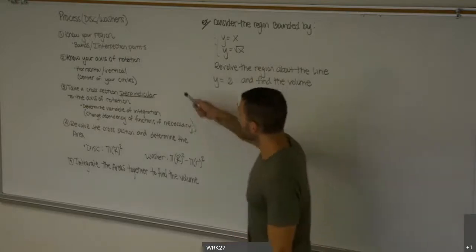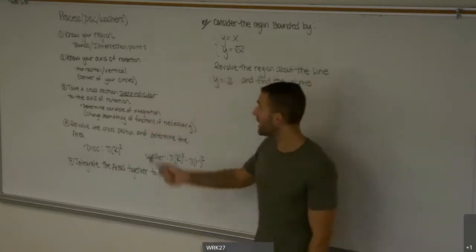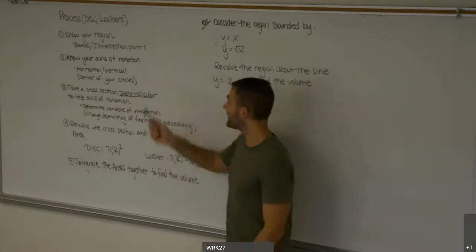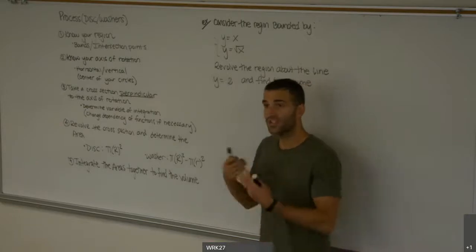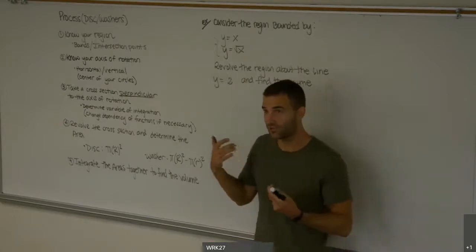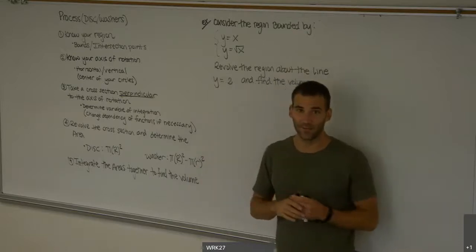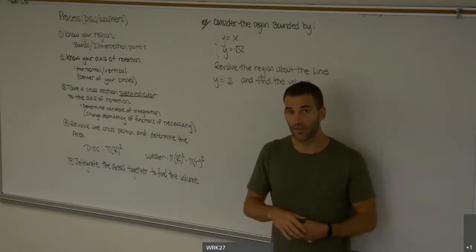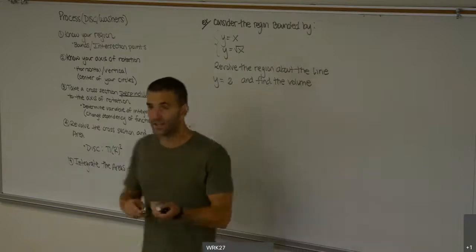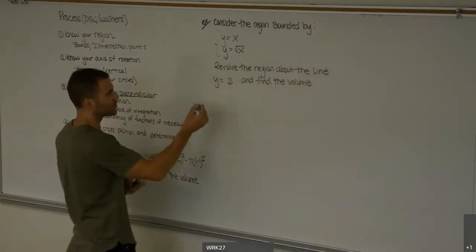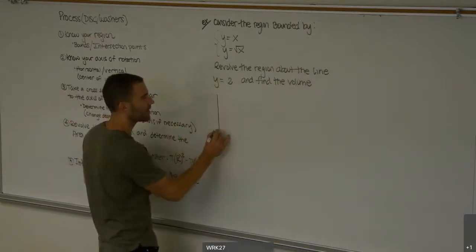So the first two steps in this process are always given to you. You have to be given a region and given an axis of rotation. We just need to know it; we're not allowed to choose it. We have to be given that information in order to know it. And so we have a region, we have an axis. Let's go ahead and draw it out to get a basic understanding of what this region looks like.